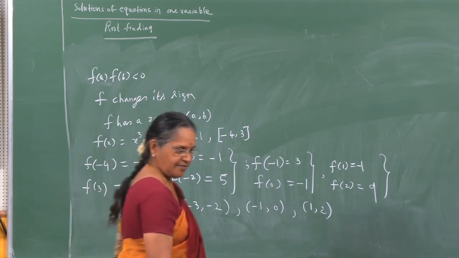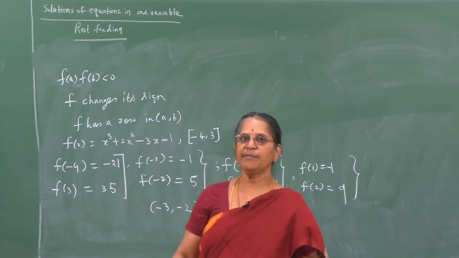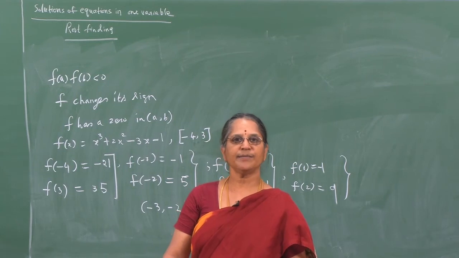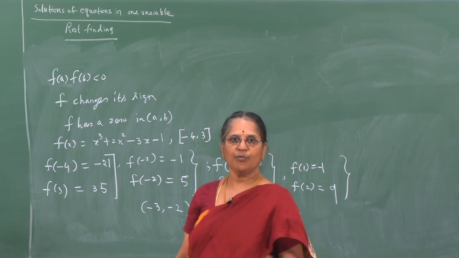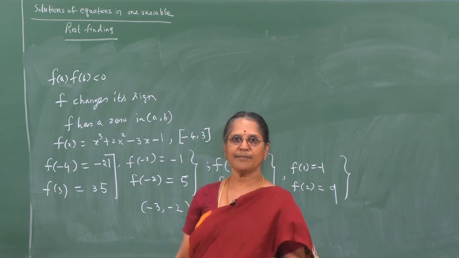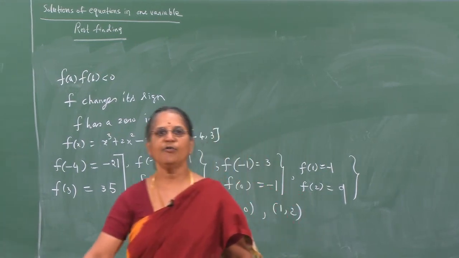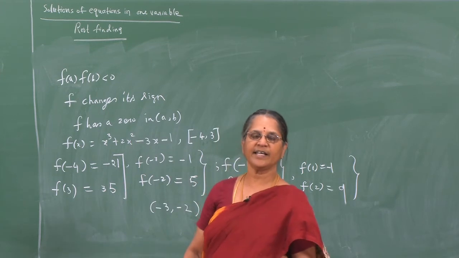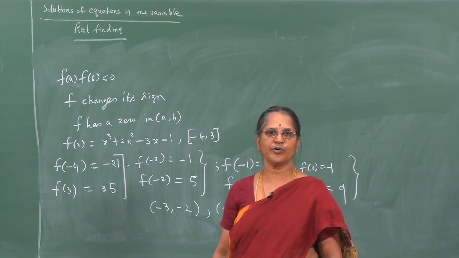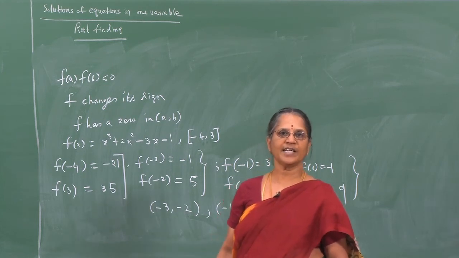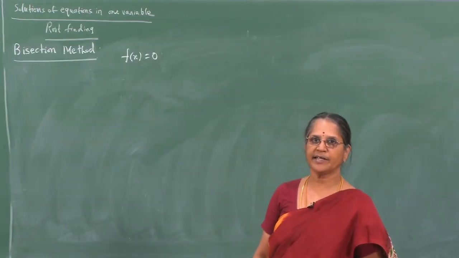So, at this stage we shall see some enclosure methods that will enable us to obtain approximate solutions of equations of the form f of x is equal to 0. One such method is the bisection method. So, we shall now describe this method and try to see how we can use this method to find an approximate solution of the equation f of x is equal to 0, namely a root of the equation f of x is equal to 0. Let us consider the bisection method.